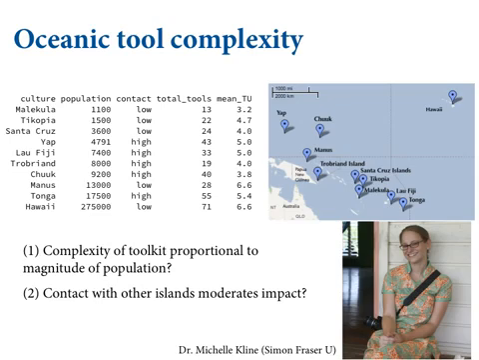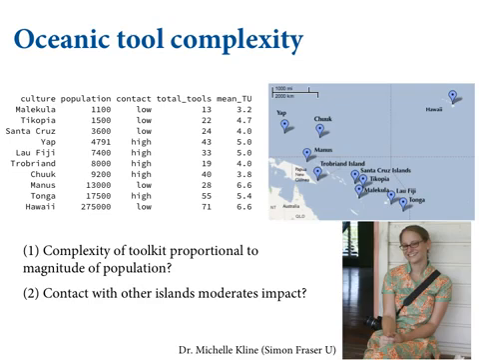So she has this paper where she goes through and finds toolkit complexities measured a number of different ways for historical oceanic societies. And there's an underlying theoretical model here which predicts that cultural complexity should be proportional to the logarithm of the population size. It's the magnitude of the population size. So we want to evaluate this.